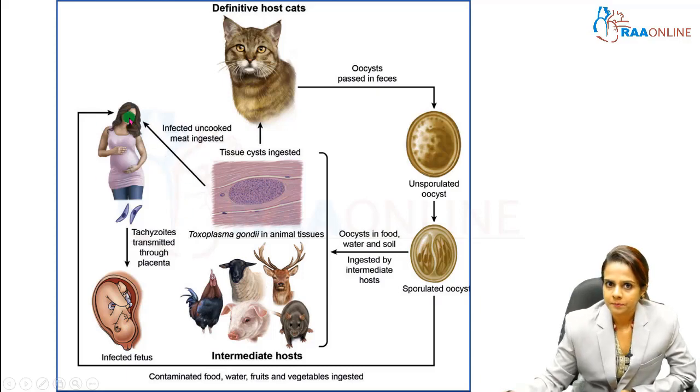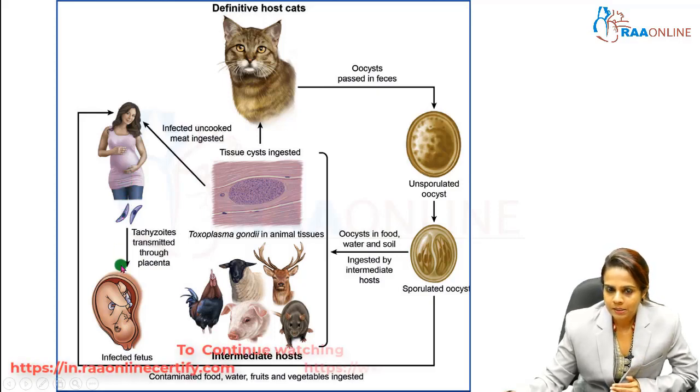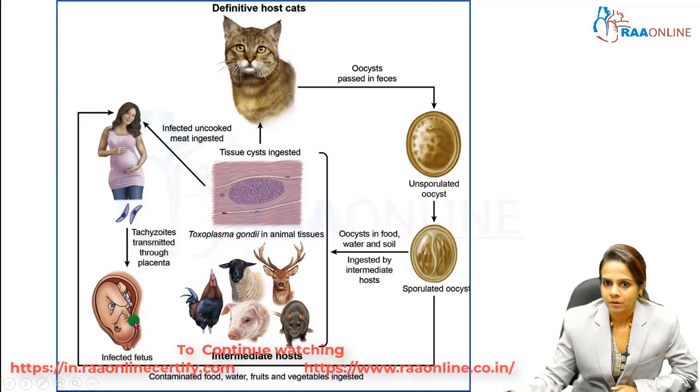And inside man, the tissue cysts and the sporulated oocysts transform into tachyzoites. So oocyst, tissue cyst and tachyzoites, all three can transmit the infection. The tachyzoites present in the peripheral circulation cross the placenta and infect the fetus. In this way the life cycle happens.